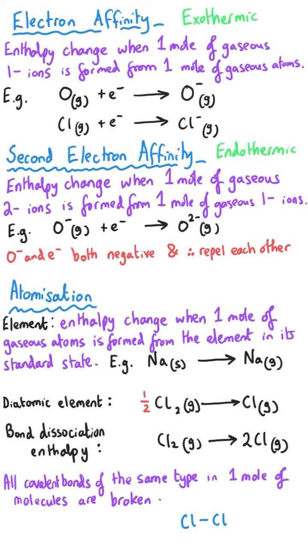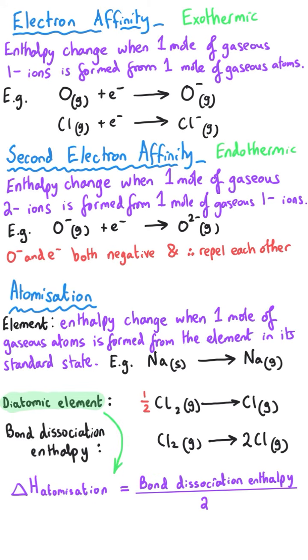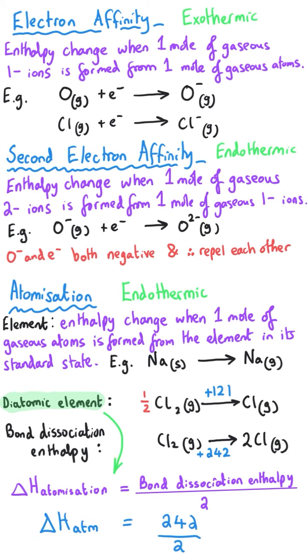And the relationship between bond dissociation enthalpy for a diatomic molecule and atomization is that bond dissociation will be precisely double the atomization. And these are always endothermic because energy is going in to break those bonds. And so the bond dissociation enthalpy for chlorine, for instance, might be 242 kilojoules per mole. And that means that the enthalpy change of atomization of chlorine will be 121 kilojoules per mole, exactly half, because what you're doing is you're breaking half a mole's worth of Cl-Cl bonds instead of breaking a whole mole of Cl-Cl bonds.